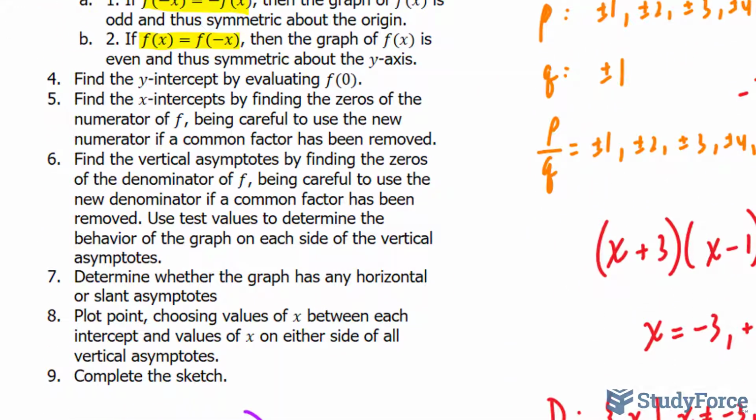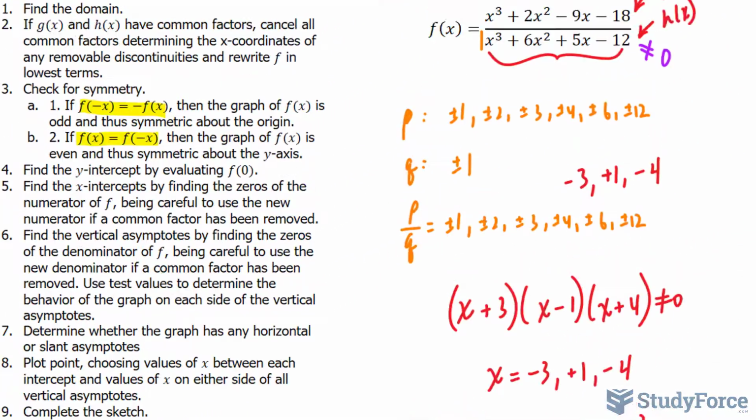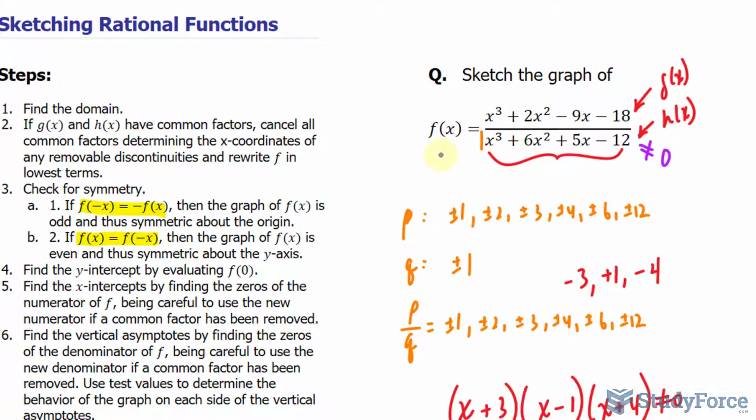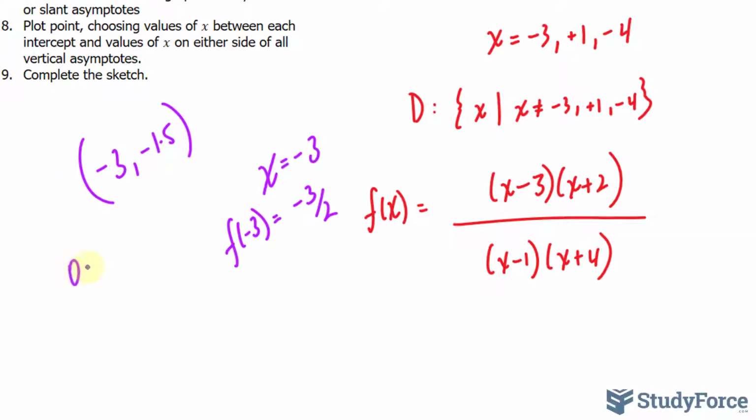Find the y-intercept by evaluating f at 0. That's not so bad. If we substitute 0 into the original function, that term becomes 0, 0, 0. We end up with negative 18 at the top. That becomes 0, 0, and 0. So we have negative 18 divided by negative 12. That's equal to 3 over 2. Therefore, our y-intercept will be at 0 and positive 3 over 2, which is 1.5.